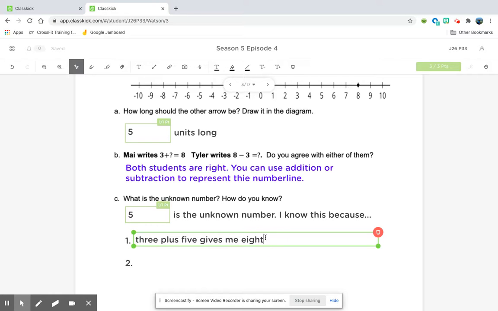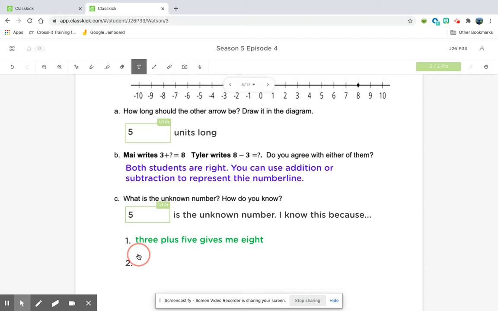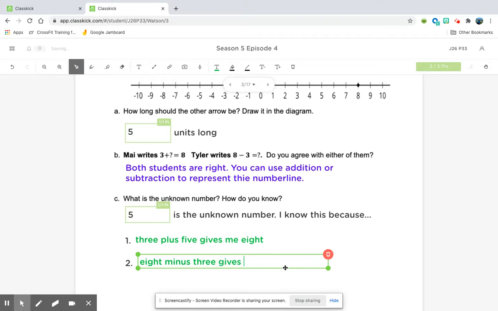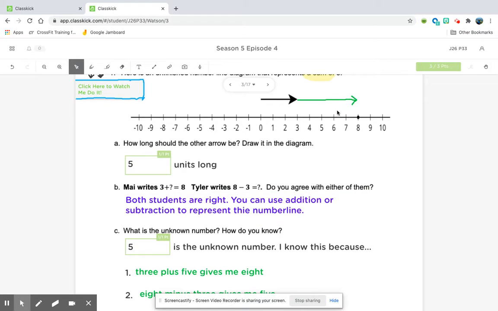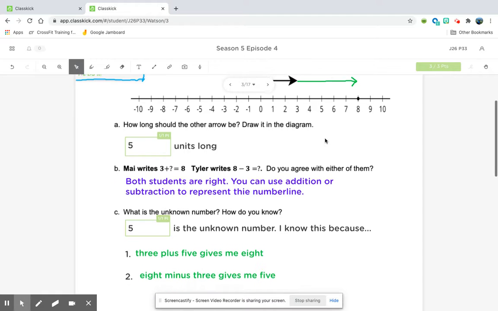All right. And then for Tyler's equation, I know this because 8 minus 3 will give me 5. So 8 minus 3 gives me 5. Both equations are perfectly good ways of seeing that the missing number is 5. That missing arrow is 5.